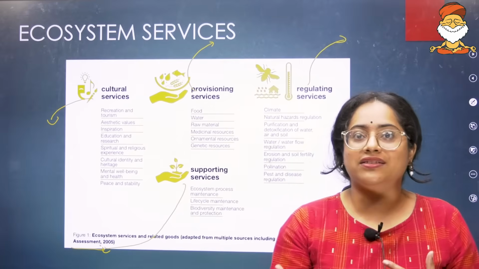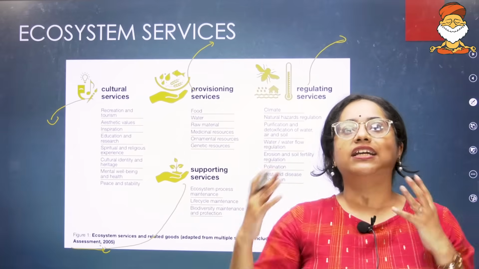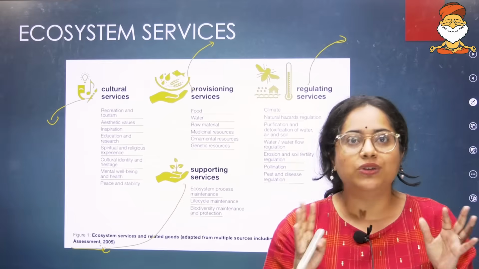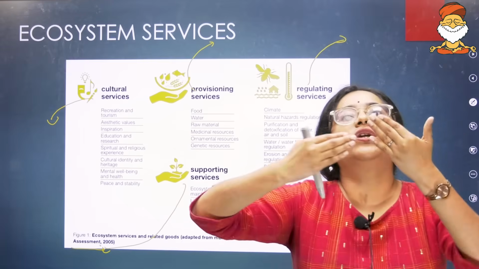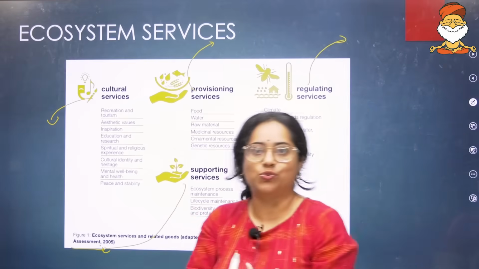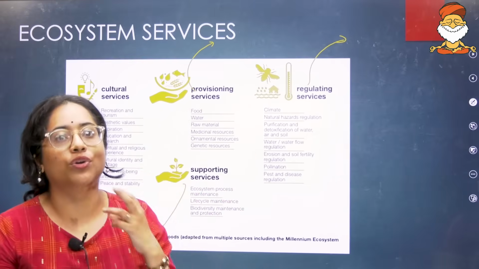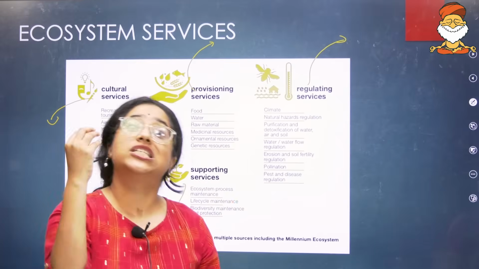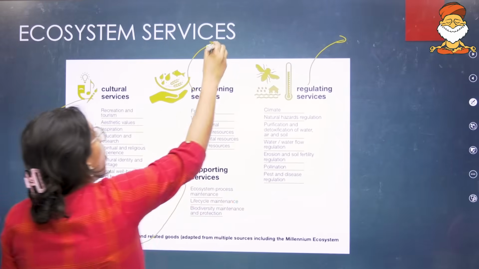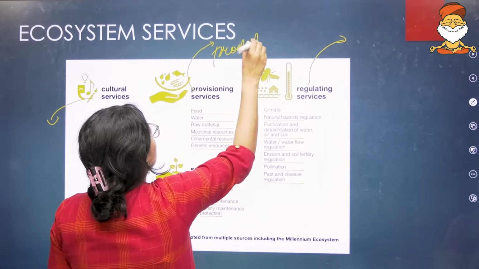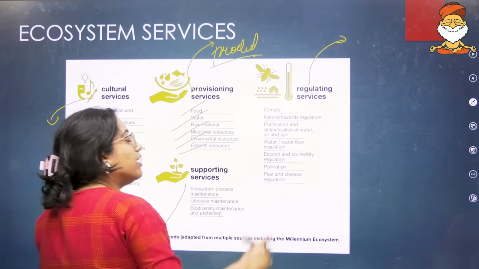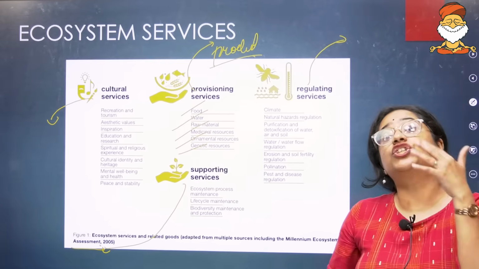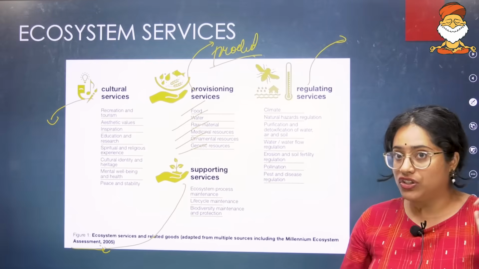Provisioning services means the ecosystem is doing certain activities. When again, what is ecosystem? The biotic, abiotic factors are doing certain activities, and they're giving out certain provisions. Provisions means what? Something that's very quantifiable. Food, water, raw materials, medicinal resources, ornamental resources, genetic resources. These are all products that we're getting from it. And anytime you get a very quantifiable product from the ecosystem, it's categorized as a provisioning service. It's giving us certain provisions.